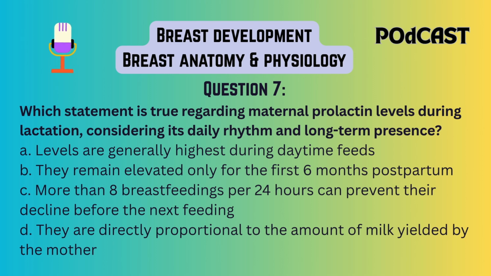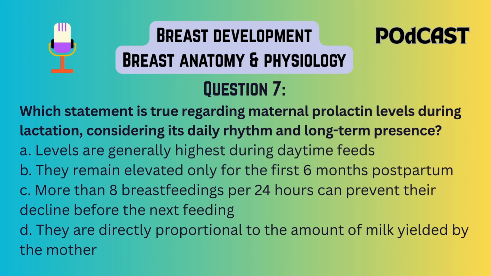B, they remain elevated only for the first 6 months postpartum. C, more than 8 breastfeedings per 24 hours can prevent their decline before the next feeding. D, they are directly proportional to the amount of milk yielded by the mother. The correct statement is C. More than 8 breastfeedings per 24 hours can prevent their decline before the next feeding.